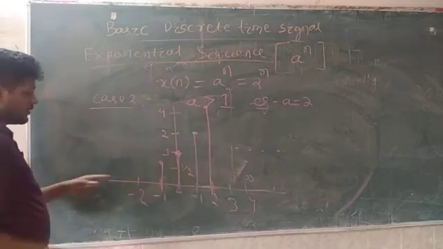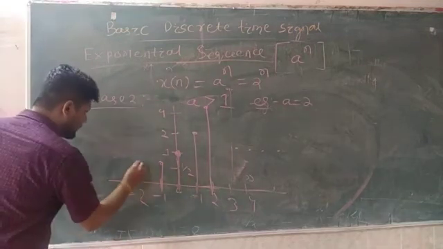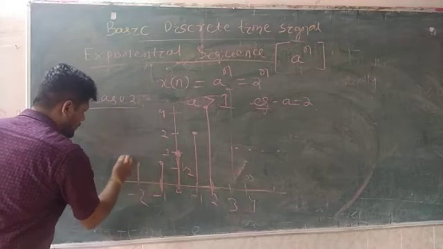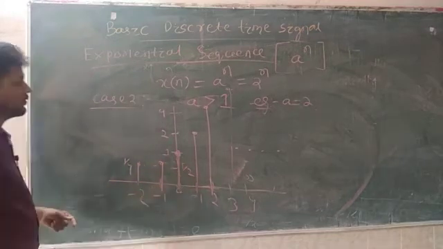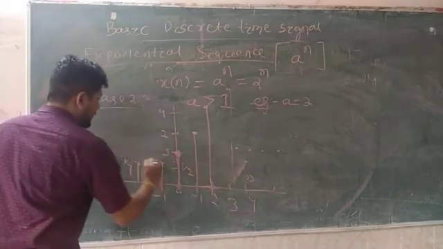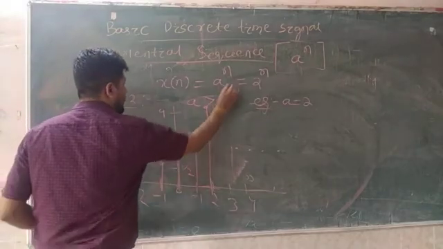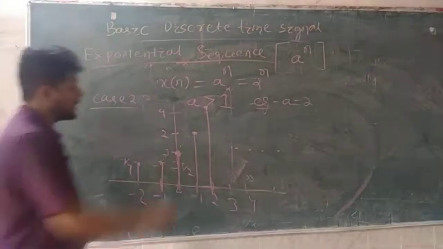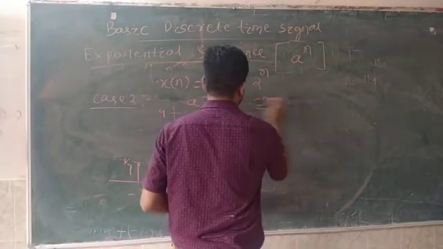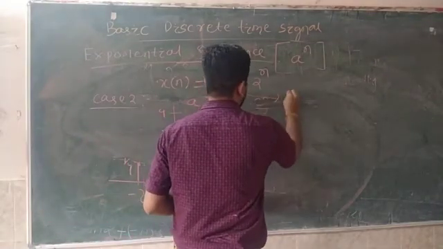2 to the power minus 2 means 1 by 4. This is 1 by 4, this height will be 1 by 2, this will be 1 by 4. So this graph, if I connect all the endpoints, will form an exponentially increasing curve. So when a is greater than 1, this indicates exponentially increasing.